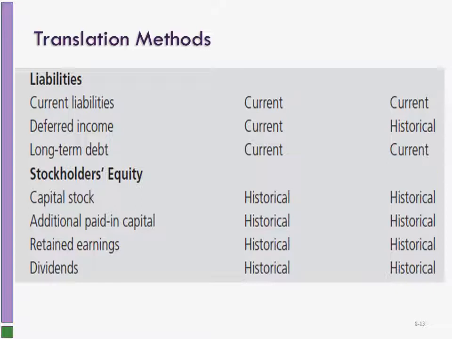On the other side, liabilities and stockholders' equity: as we see, stockholders' equity is translated using the historical exchange rate under all methods. But liabilities under the current rate method are translated using the current rate, and under the temporal method, only current liabilities and long-term debt are translated using the current rate. However, deferred income is translated using the historical rate.